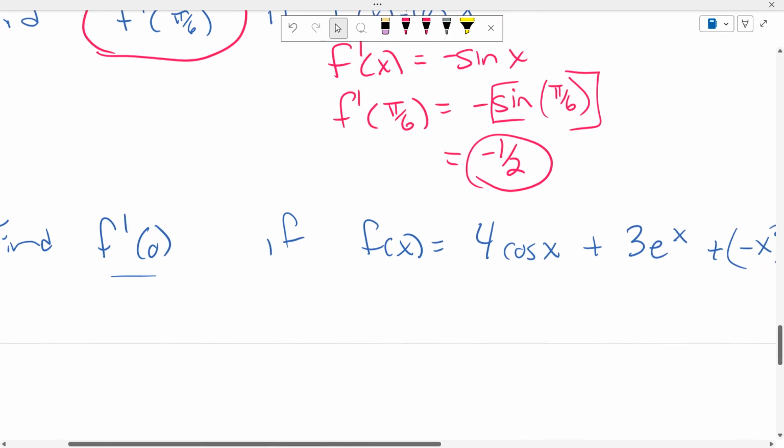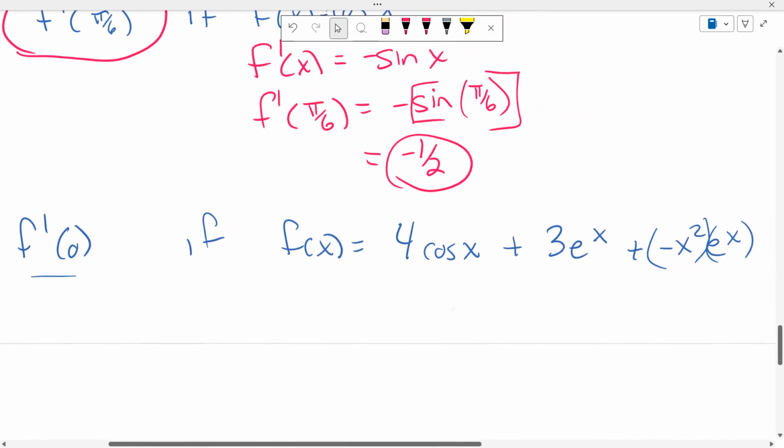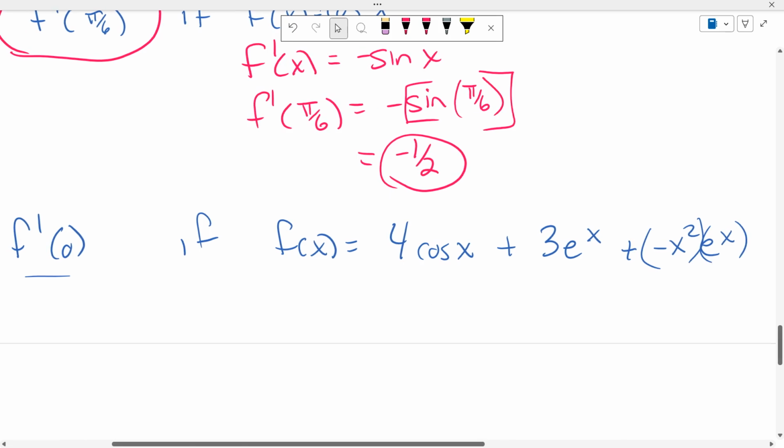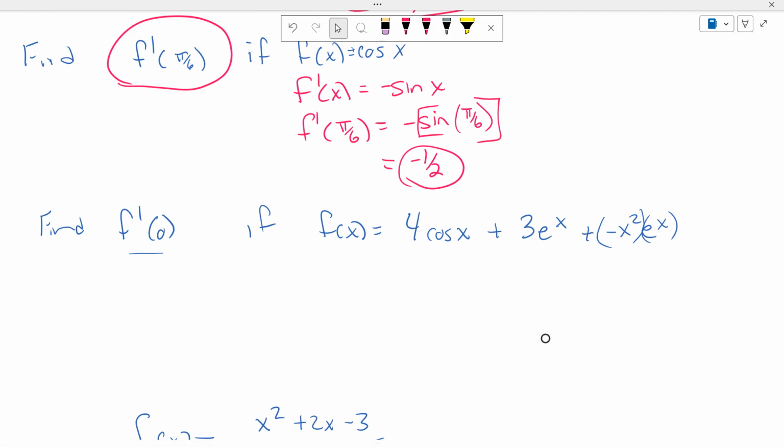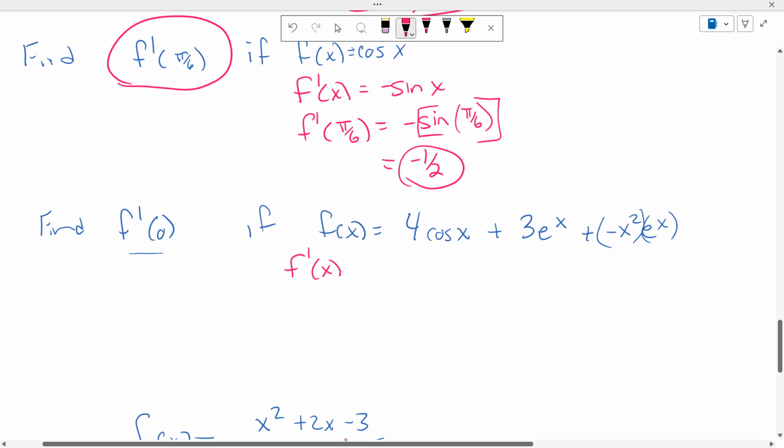Find the first derivative at 0 if f of x equals 4 cosine of x plus 3e to the x minus x squared e to the x. All right. What's the first derivative of 4 cosine of x? What's the first derivative of 3e to the x? 3e to the x. What's the first derivative of this thing? What rule do we use?